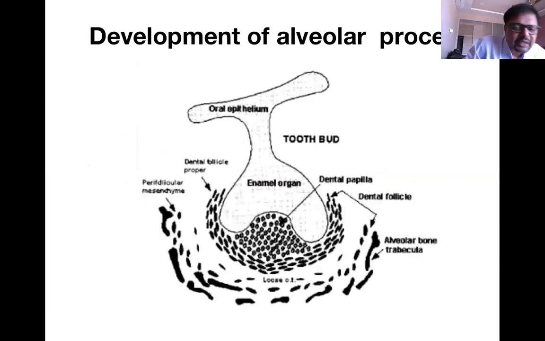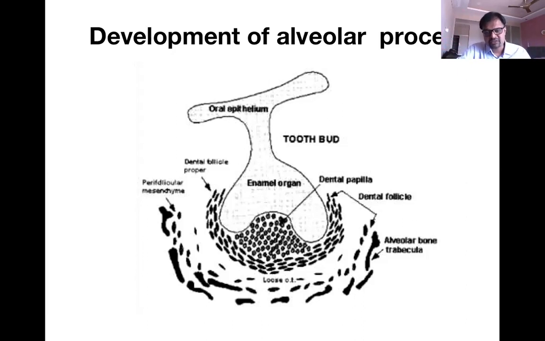So what we see is when our patients, or when all of us are getting developed, at the 6th week of intrauterine life, when you have the enamel organ forming, okay, as the tooth starts getting formed, at the same time, there is a peripheral condensation of these cells.